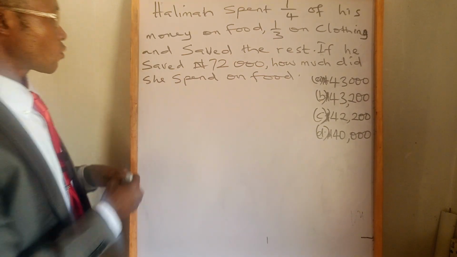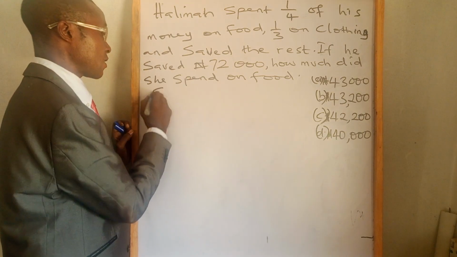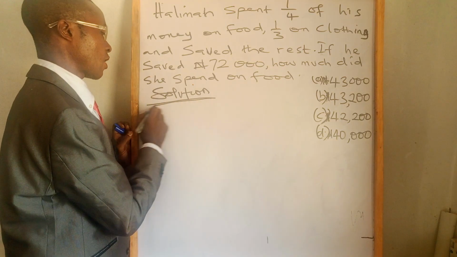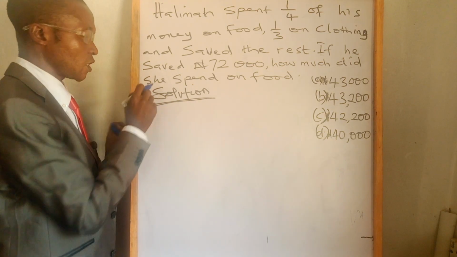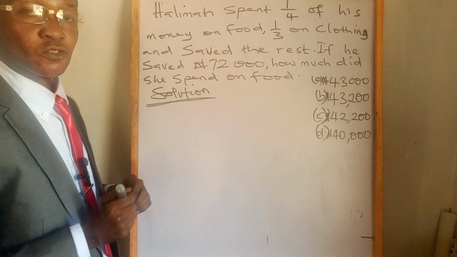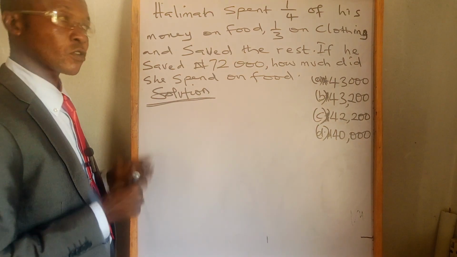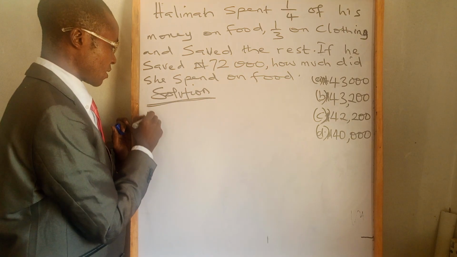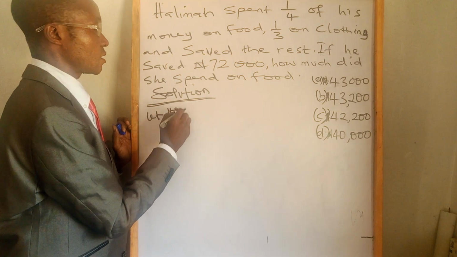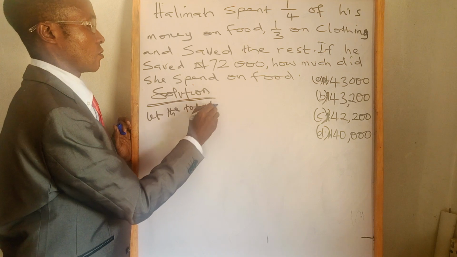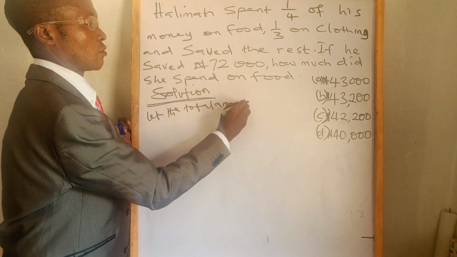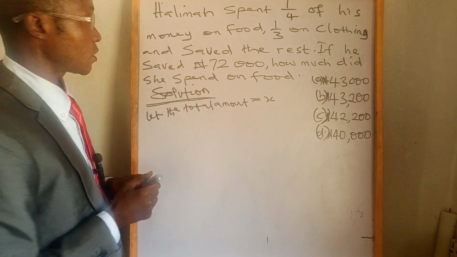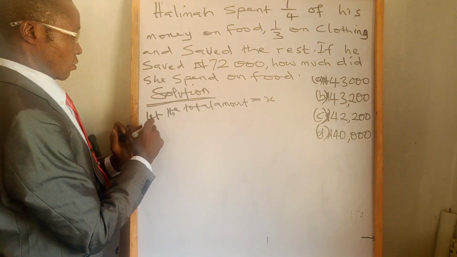In a question like this, as I used to tell you, the first thing to do, even if you don't know it, is just write your solution and underline it well, and I assure you before you finish doing that, the inspiration on how to go about the question will come out. Now, we'll first represent the amount. Let the total amount equal x. So that's the total amount Halima was given by the parents, which we don't know.